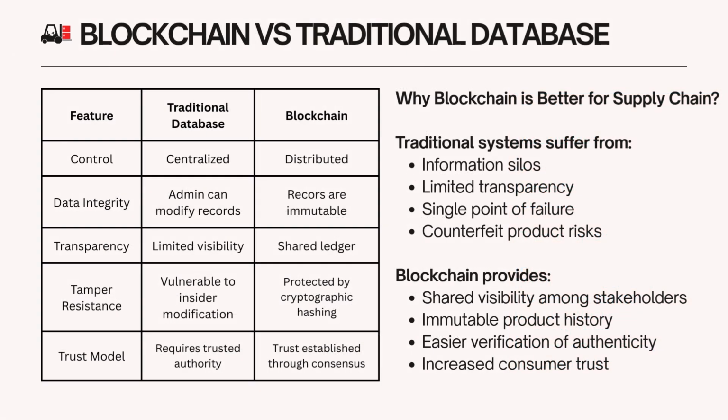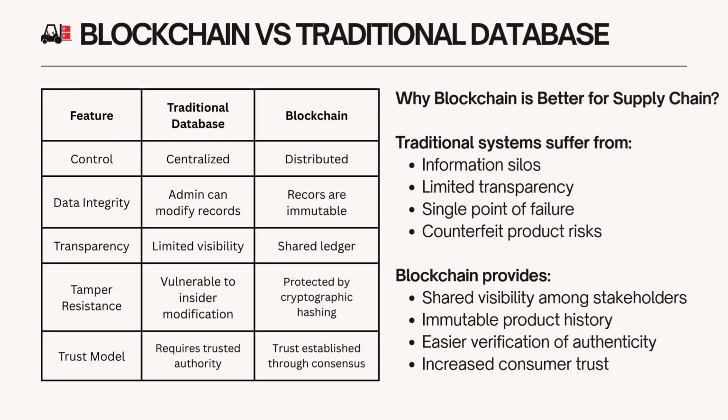To understand why we need this architecture, let's explicitly contrast a traditional database with a blockchain. Traditional systems in supply chains inherently suffer from information silos, limited visibility, a single point of failure, and high vulnerability to counterfeit risk. If we look at the architectural features, in control, traditional databases are centralized while blockchain is distributed across multiple nodes. As for data integrity, a database administrator can modify or delete records. On a blockchain, records are completely immutable.